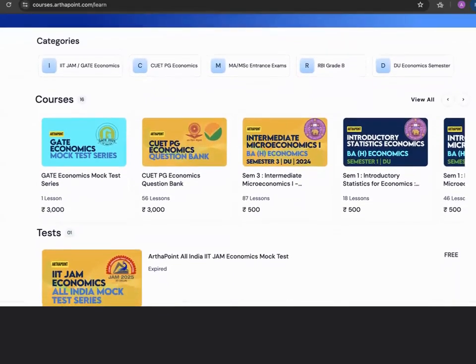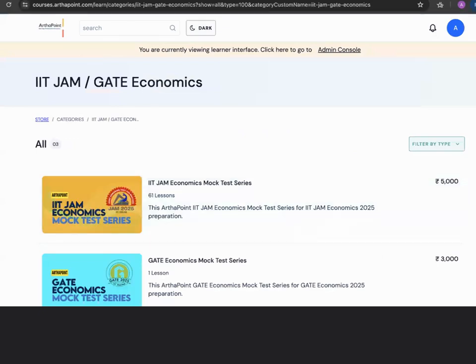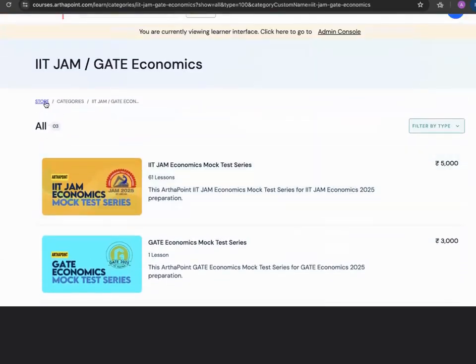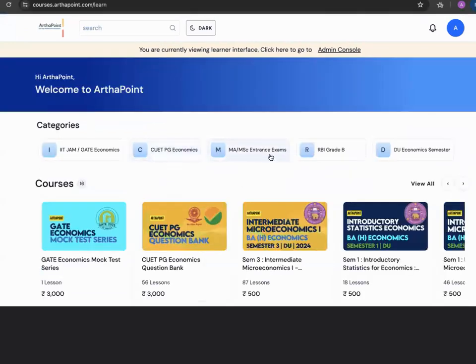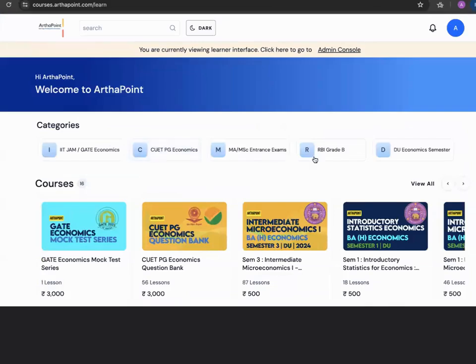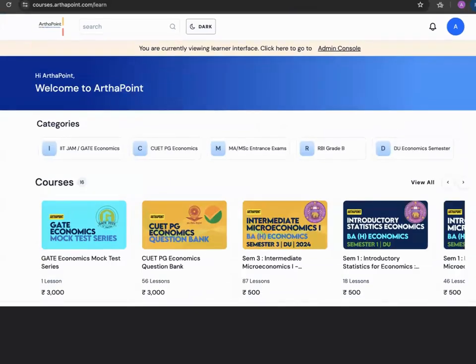Similarly, if you look at the IIT JAM courses, here you will be able to see the different mock test series for IIT JAM that have been launched. At the same time, you will also be able to see the question bank for CUET, which has now been launched, and different other courses also, right? These are only a few of the courses, beta. We do provide more courses also. These are the courses which you can directly access.